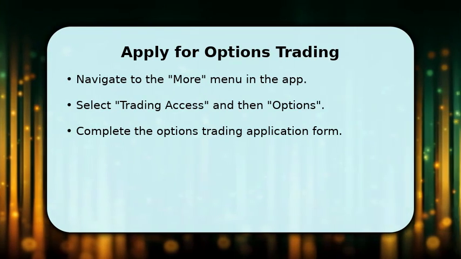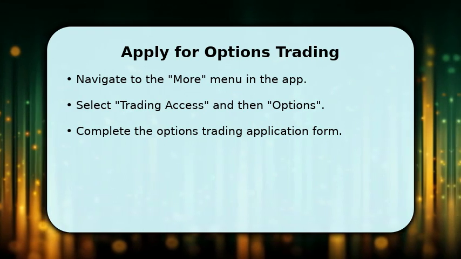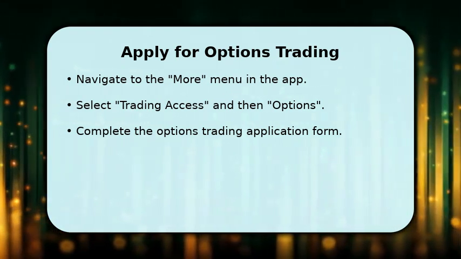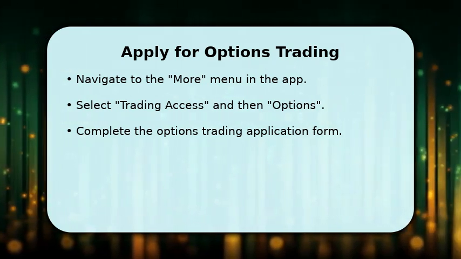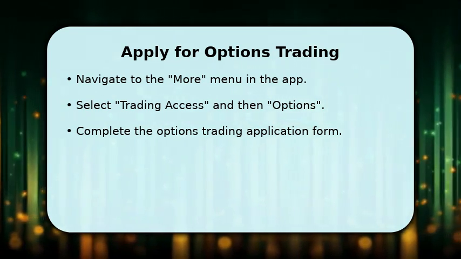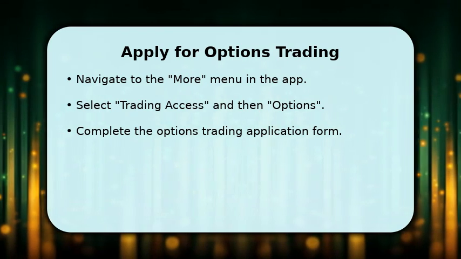To begin your options journey, open the Webull app and tap on the More menu. From there, you'll find Trading Access and then Options. This will lead you to the application form. Be sure to fill it out accurately, providing details about your trading experience and financial situation. This helps Webull determine your eligibility and appropriate trading level.